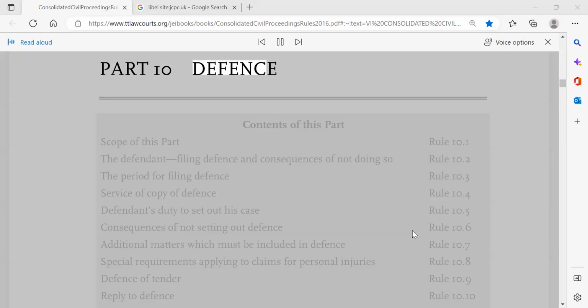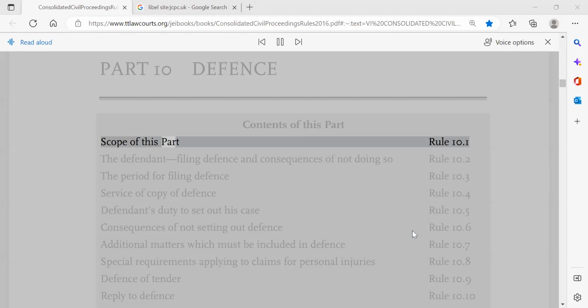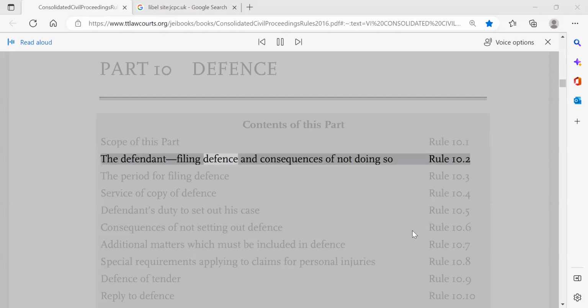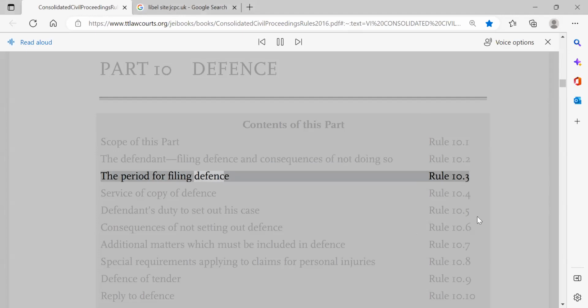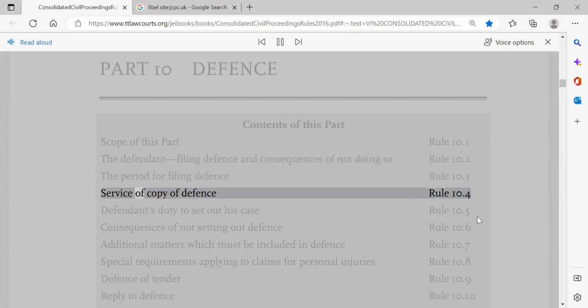Part 10 Defense. Contents of this part. Scope of this part. Rule 10.1 The defendant. Filing defense and consequences of not doing so. Rule 10.2 The period for filing defense. Rule 10.3 Service of copy of defense.